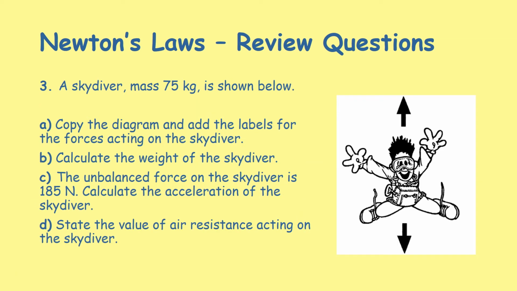Question 3. A skydiver with a mass of 75 kilograms is shown below. A. Copy the diagram and add the labels for the forces acting on the skydiver. B. Calculate the weight of the skydiver. C. The unbalanced force on the skydiver is 185 newtons. Calculate the acceleration of the skydiver. And finally, D. State the value of air resistance acting on the skydiver.